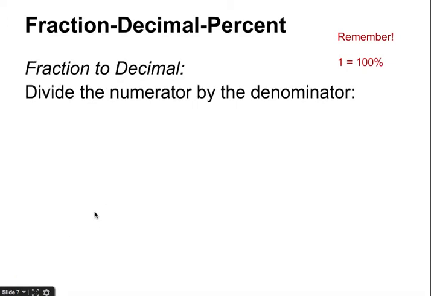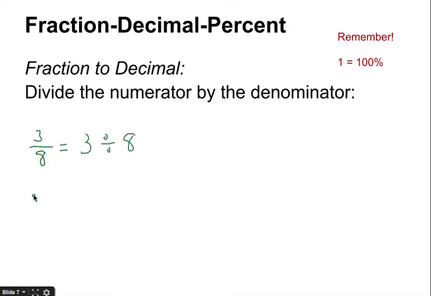Now I just need to do a fraction into a decimal, so go the opposite way. And this is when we go back to remembering that the fraction bar is just another division symbol. 3/8. 3/8 means 3 divided by 8.